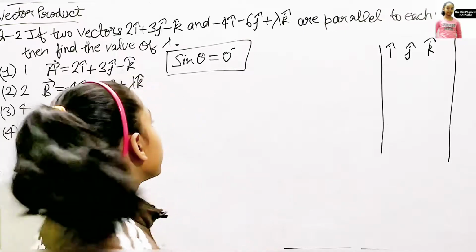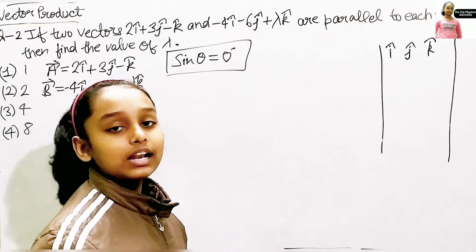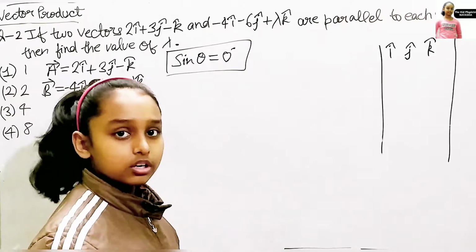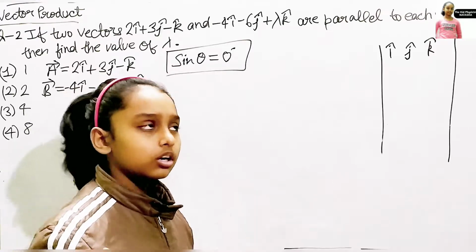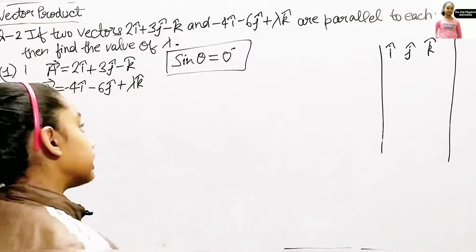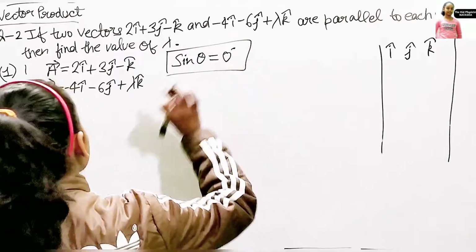Parallel vectors are also known as like vectors. Anti-parallel vectors are unlike vectors. I have already told you about the types of vectors, so don't waste time and solve the question. You can simply see that our theta is 0 degrees.